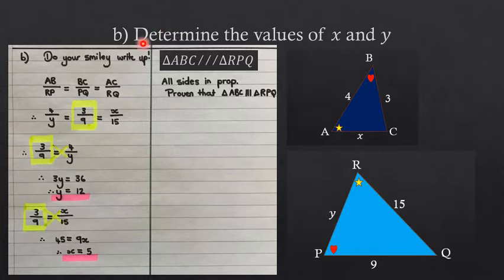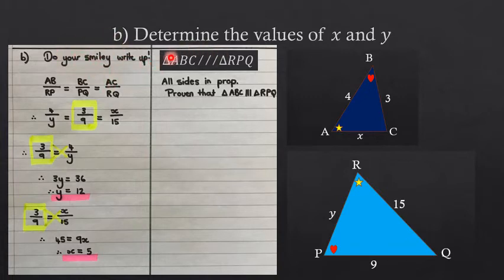Okay, but we were not finished. Number B said, determine the values of x and y. Okay, now very important. We've worked out in A that they are similar. So what does it mean if they're similar? It also means that all the sides are in proportion. Okay, so when they ask you to find the missing value of those x and y's, you're always going to do your smiley write-up. Okay, what is the smiley write-up?